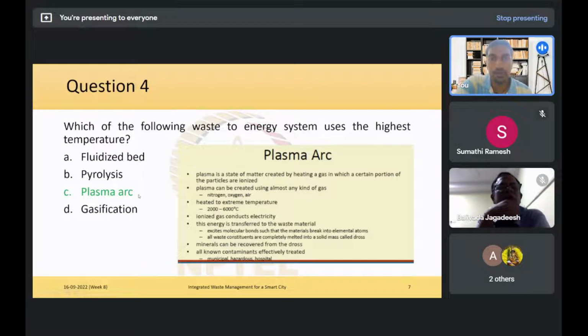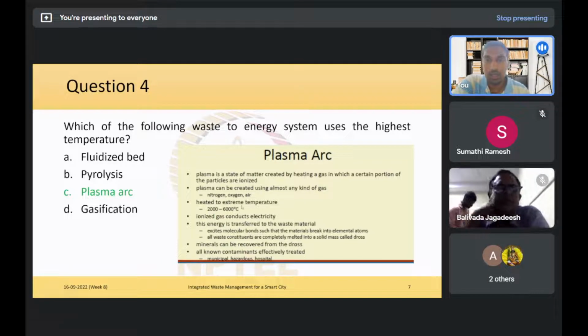So when we talk about waste to energy, there are different techniques that are out there. There are some conventional techniques, which includes the fluidized bed method, and there are some advanced techniques such as pyrolysis, plasma arc, and gasification. But out of all of these, plasma arc is the highly energy intensive process, right? So here we heat our waste to very high temperatures, in the order of 2000 to 6000 or even up to 10,000 or so.